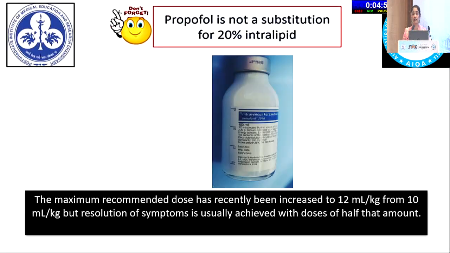It is very, very important for everybody to understand that propofol is not a substitute for 20% Intralipid. So do not replace Intralipid with propofol. And the maximum recommended dose has been recently increased. Initially, we used 10 ml per kg, but now it is recommended you can go as high as 12 ml per kg. But generally, if you have used it in patients, you will find that resolution of symptoms is usually achieved with half of the amount.